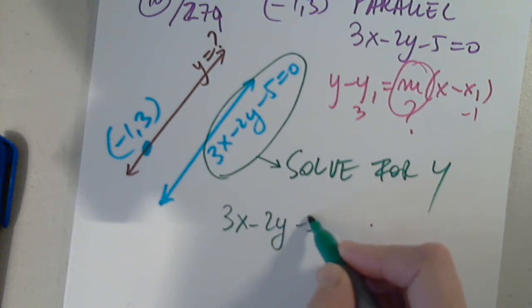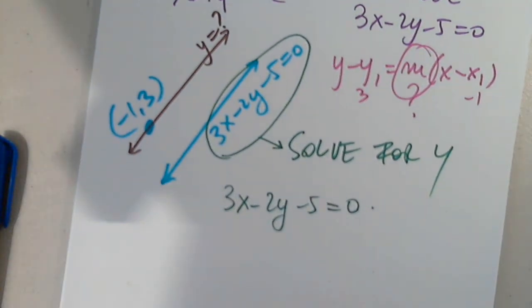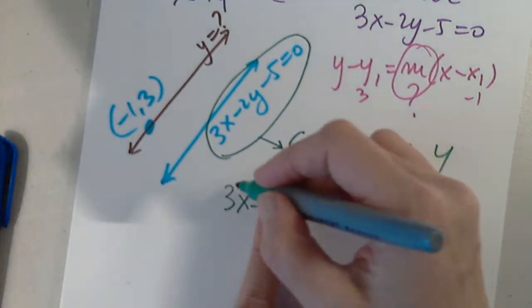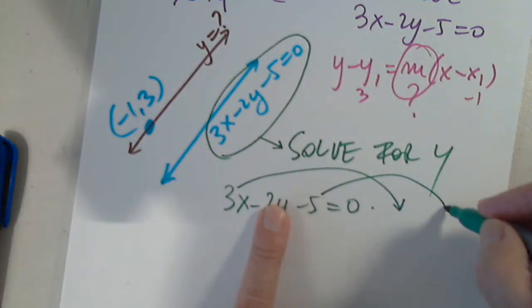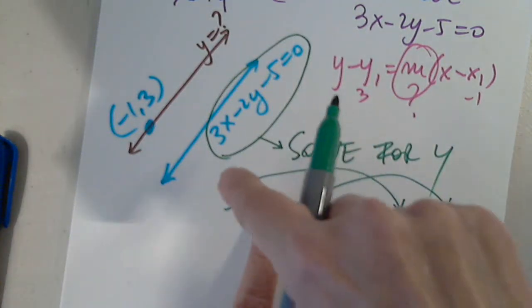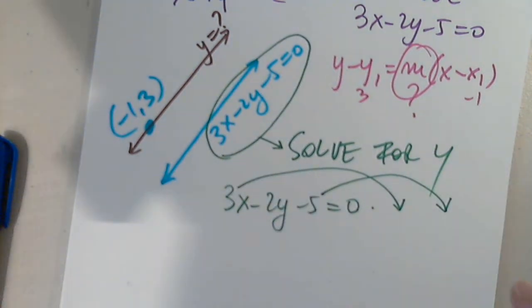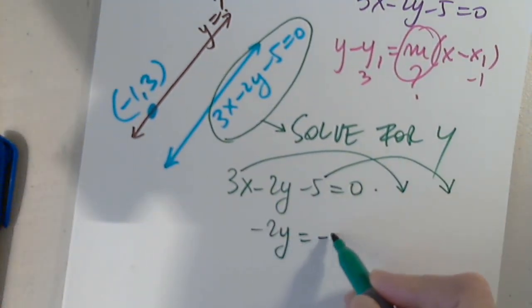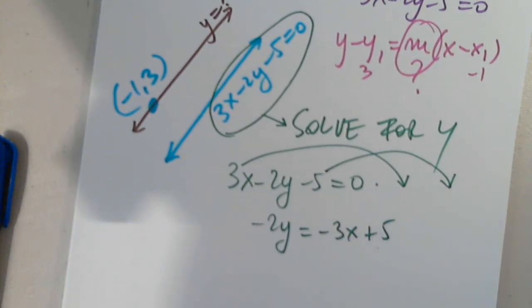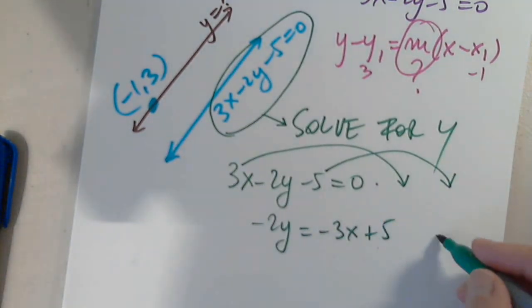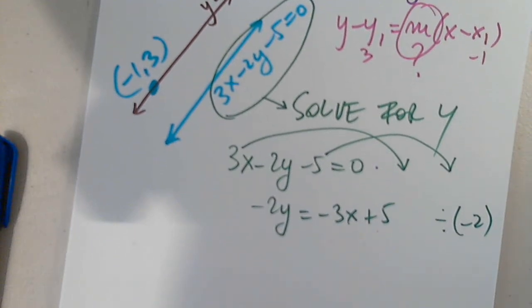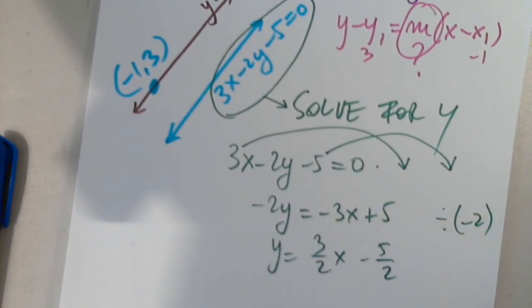3x minus 2y minus 5 equals 0. I keep negative 2y, but I have to move 3x and I have to move negative 5. When I move 3x, it becomes negative. When I move negative 5, it becomes positive. So negative 2y equals negative 3x plus 5. But I have to divide by negative 2. So this is y equals 3/2 x minus 5/2.